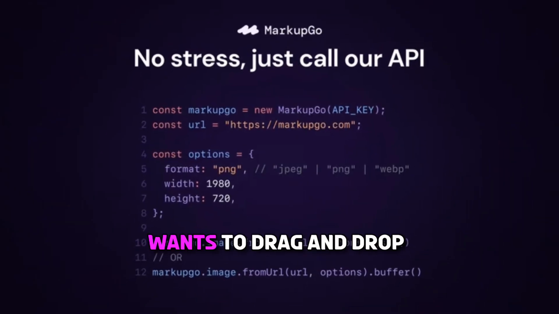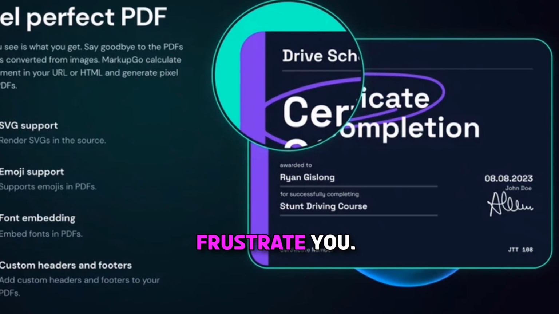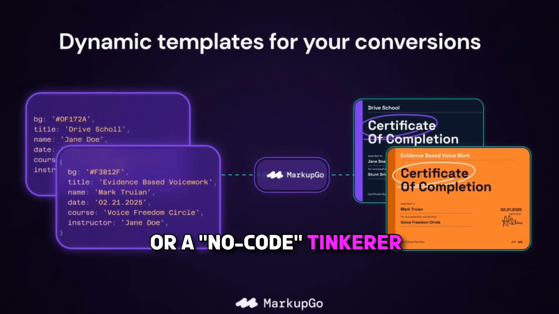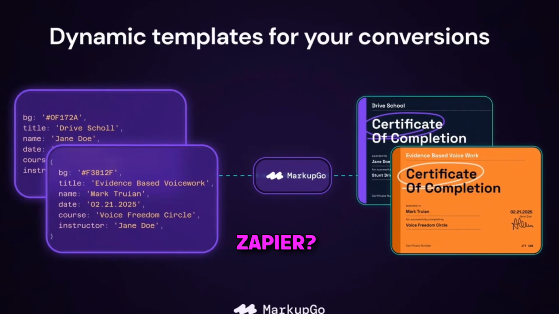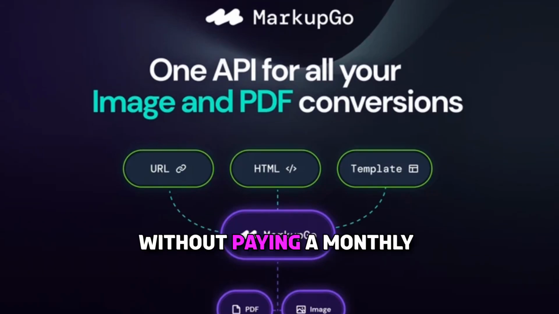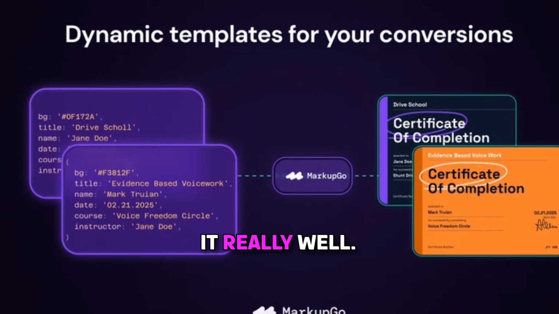So, what's the verdict? If you are a total non-techie who just wants to drag and drop boxes to make a PDF, stick to Canva. This will frustrate you. But if you are a freelancer, a developer, or a no-code tinkerer who uses tools like Zapier, if you want to automate your invoices, reports, or social screenshots without paying a monthly rent, MarkupGo is a steal. It does one thing, and it does it really well.